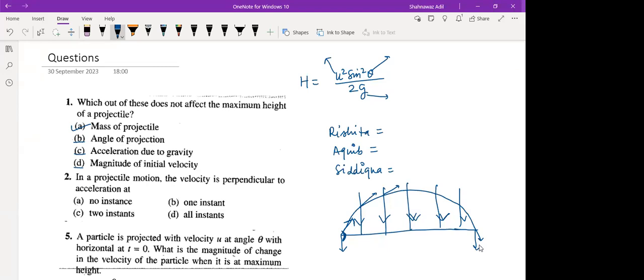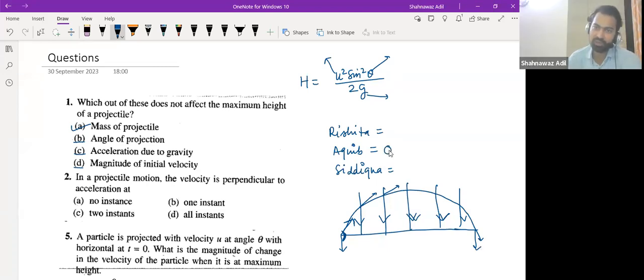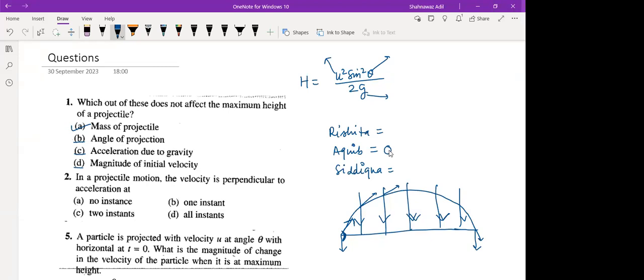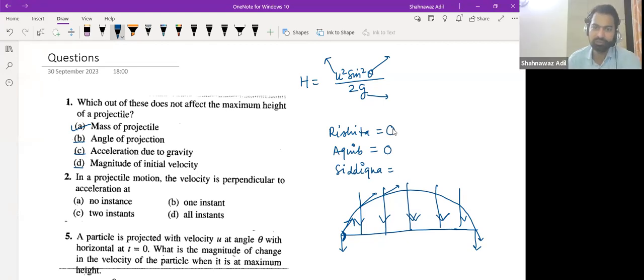There is no instant like that. Okay, so Akib is saying 0. What about Rishida and Siddhika? What about you guys? No instant. Okay, for you also. Siddhika, what about you? If I draw the instant, okay. Siddhika, first you tell me the answer.